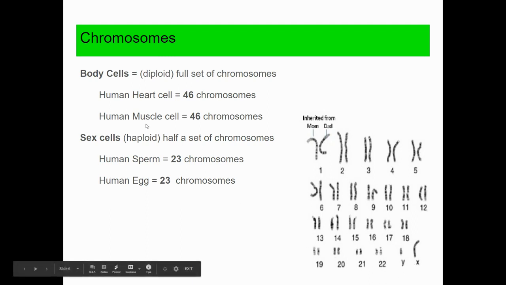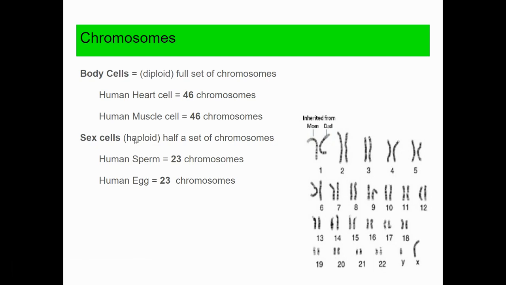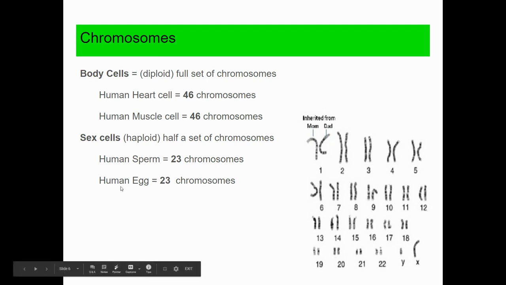All right. Sex cells are haploid, meaning they have half the set of chromosomes. So I'll often say haploid. It has half the amount of chromosomes that you're expecting. So a human sperm will have 23 chromosomes. A human egg will have 23 chromosomes.